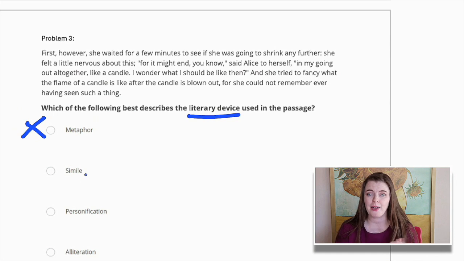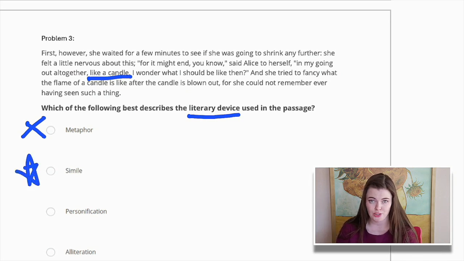Now, a simile compares one thing to something else while using the words like or as, and I do see an example of a simile right here where Alice is talking about her shrinking and comparing it to going out like a candle. So simile is a great possible answer choice. Again, we're just going to keep reading just in case. Personification. This is when you take an inanimate object and give it human-like qualities. Now, even though we're talking about her going out like a candle, we're not really bringing the candle to life. So personification, we're not really seeing any examples of that either.